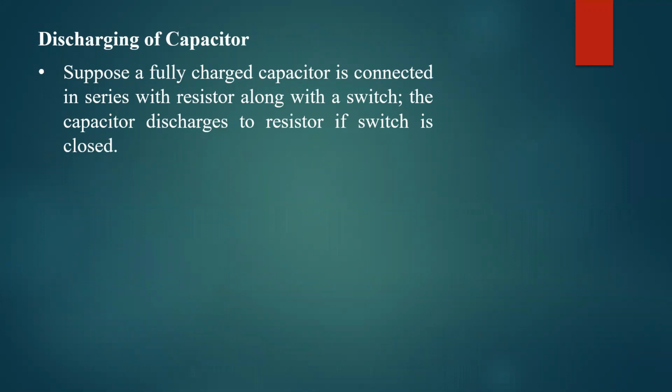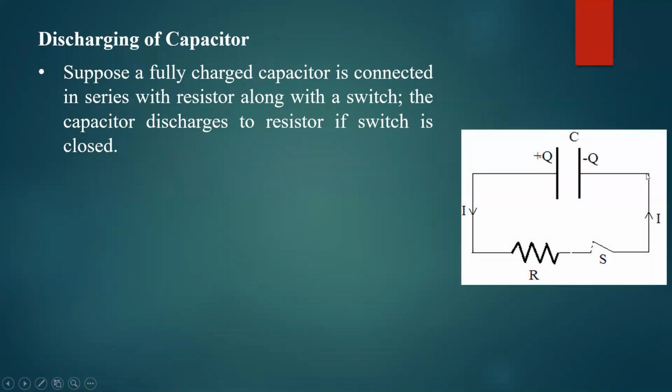So let us consider the discharging of a capacitor. If a charged capacitor is connected in series with a resistor, what will happen to the voltage, current, charge, etc.? Basically, we'll concentrate on charge. Suppose a fully charged capacitor is connected in series with a resistor along with a switch. The capacitor discharges through the resistor if the switch is closed. This is the circuit.